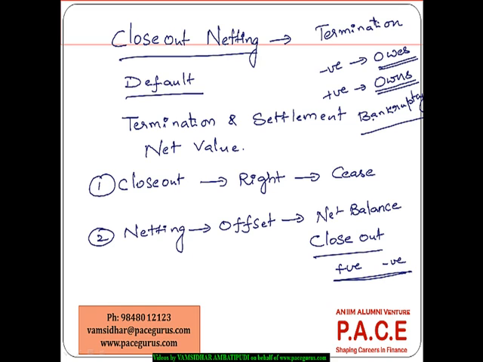What is the advantage here? The company which is gaining can offset against the losses on the other transactions with the same counterparty, and it can initiate the bankruptcy process only for its net exposure. Only to the extent of its net exposure can it initiate the bankruptcy process against the defaulted counterparty.